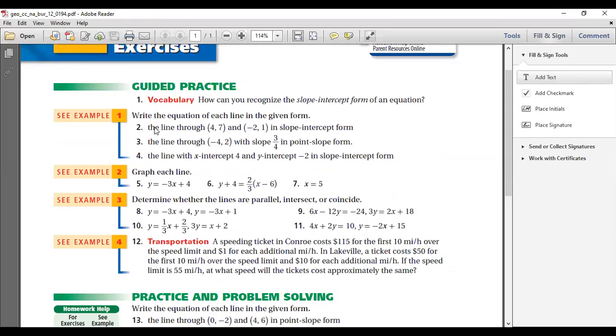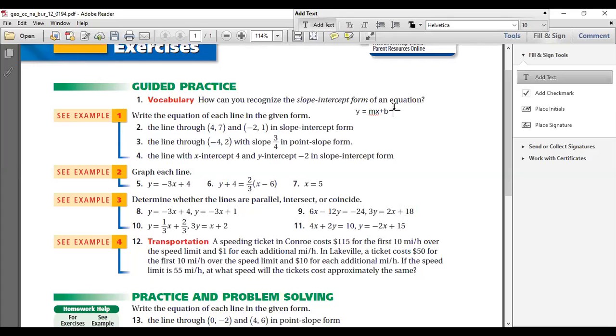Question number 2 is the line through (4, 7) and (-2, 1) in slope-intercept form. As we know, first let's write down the slope-intercept form. The slope-intercept form is y is equal to mx plus b. But they did not give us the slope, because we need m here, and they did not give the y-intercept either. So we have to find the slope as well as the y-intercept.